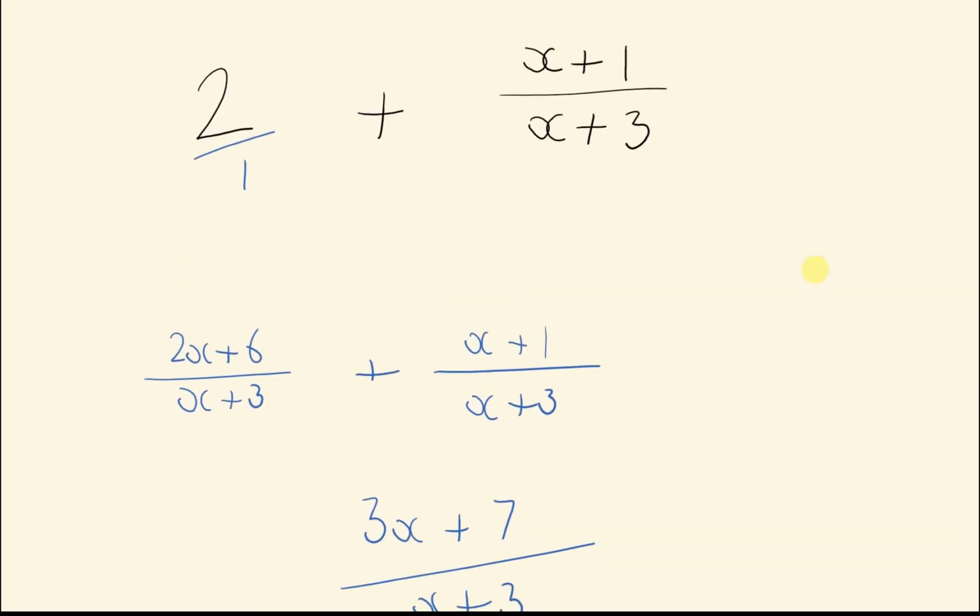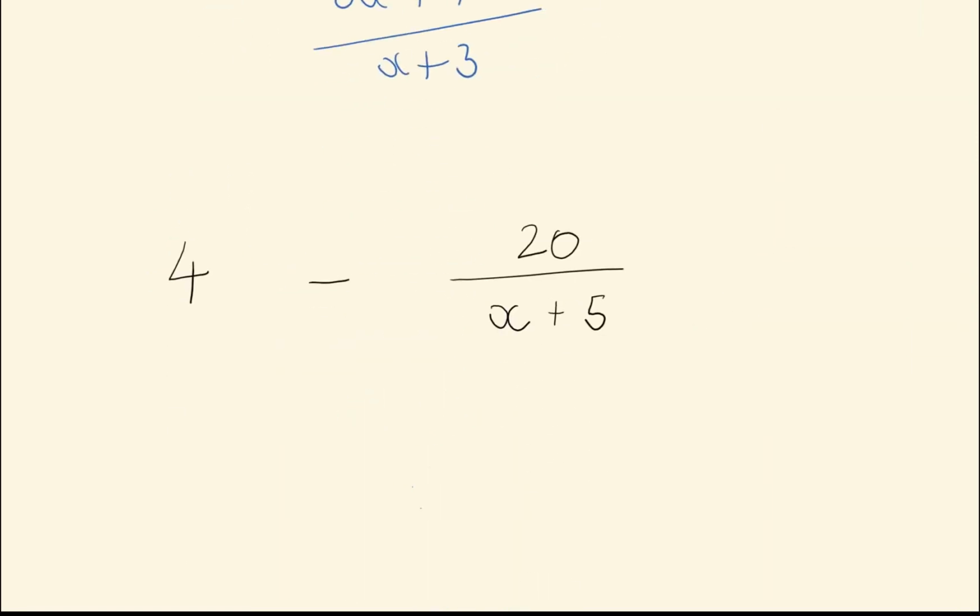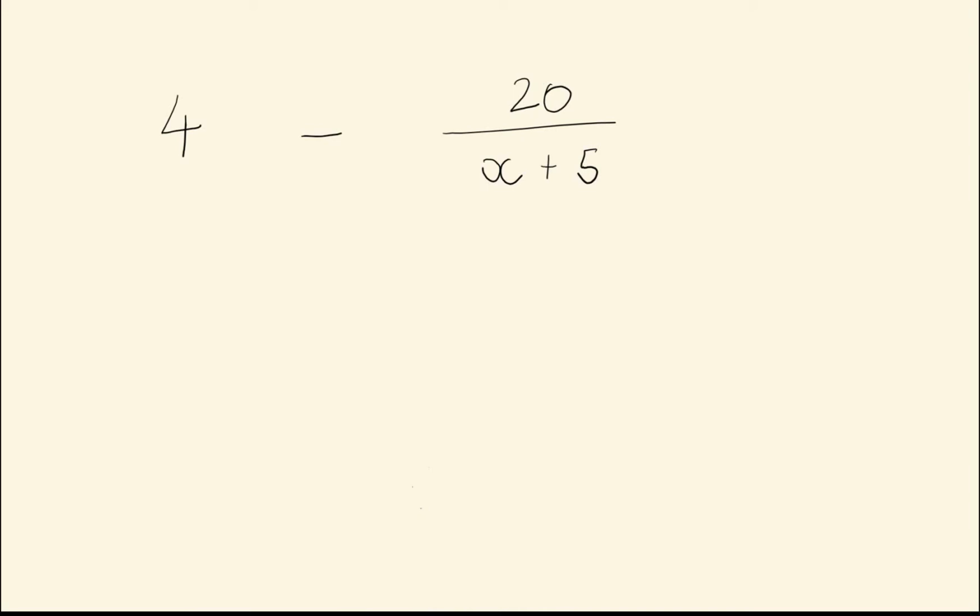So a bit of a special case when you just have a whole number. Again, it works the same way when you take things away. You'd write this as 4 over 1, and then write this as a common denominator as both things over x plus 5.